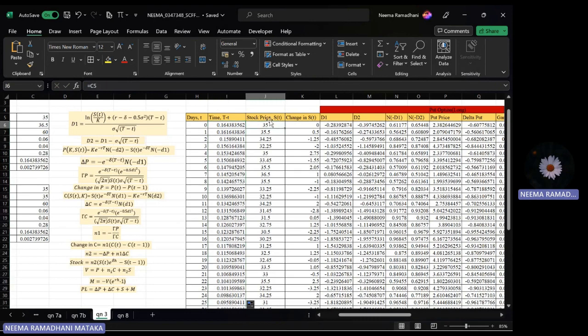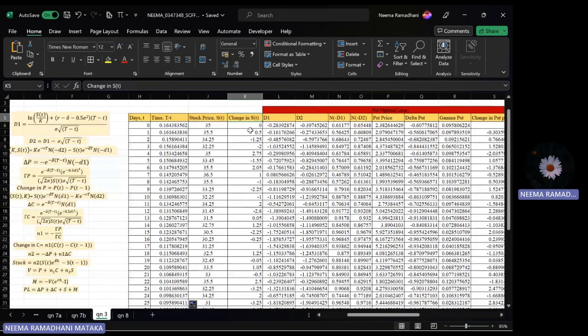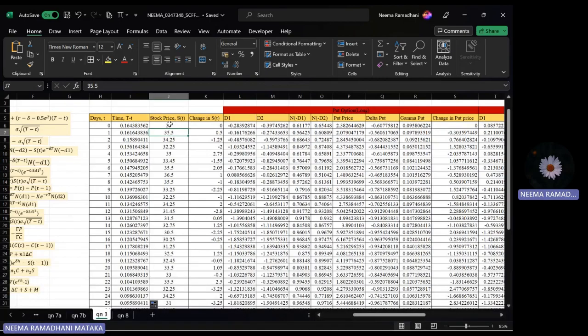Here I was given the stock price. Now the change in stock price is calculated by taking this cell minus this cell, so it's S1 minus S0. That's why in the first cell we have nothing. The first change is going to be seen here, which is negative 0.13. So this is the formula: I took this cell minus that cell.